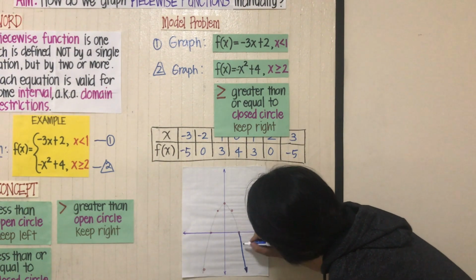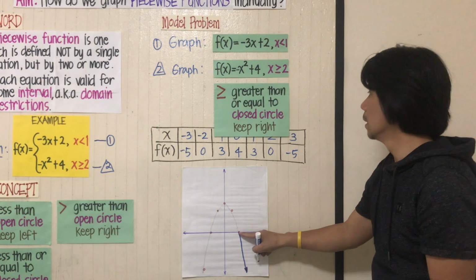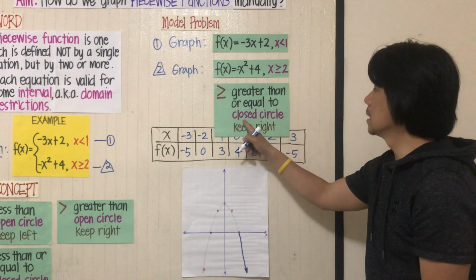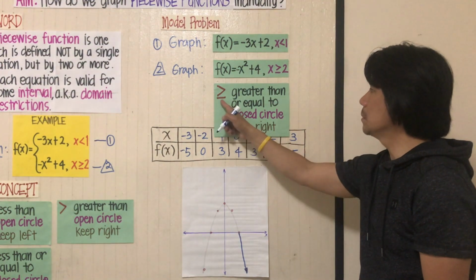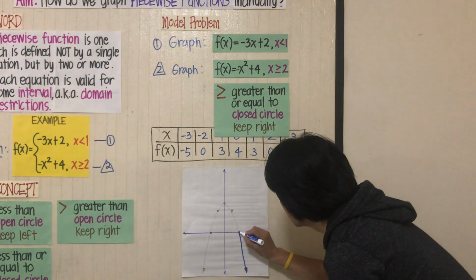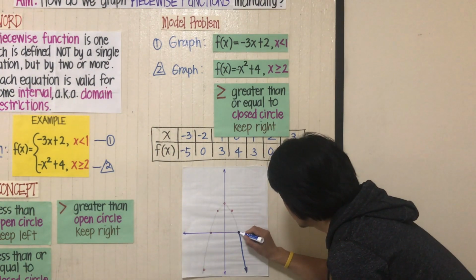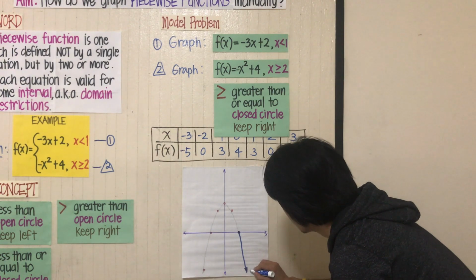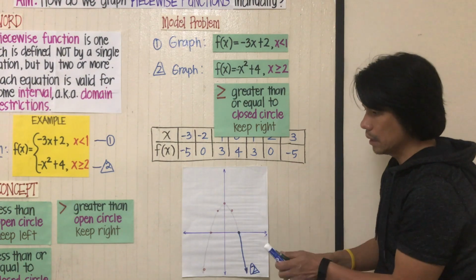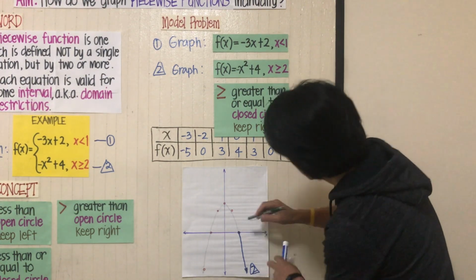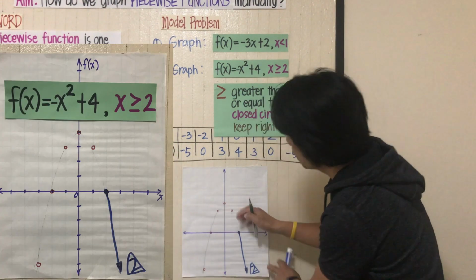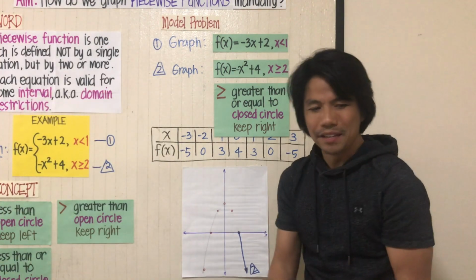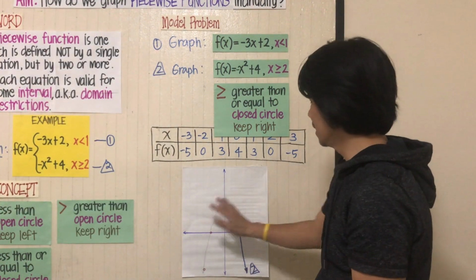That's the graph. Now, what do we do with this open circle? Based on the restriction, it's greater than or equal to. Every time you have an equal to symbol there, it's a closed circle. I'm going to shade it in, and that is the second part of the graph, and that is your equation 2. So what do you do with the rest? You need to erase this part. How about this open circle? Just ignore them. If you have an eraser, then just erase those parts.